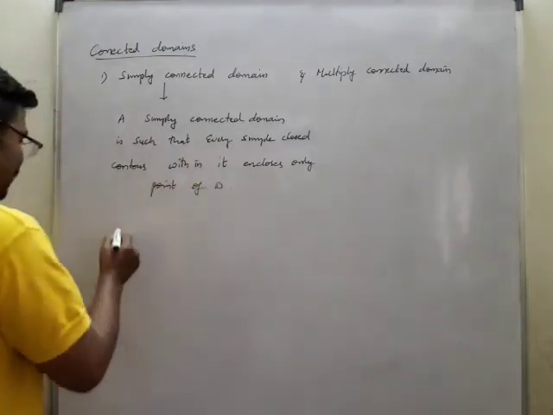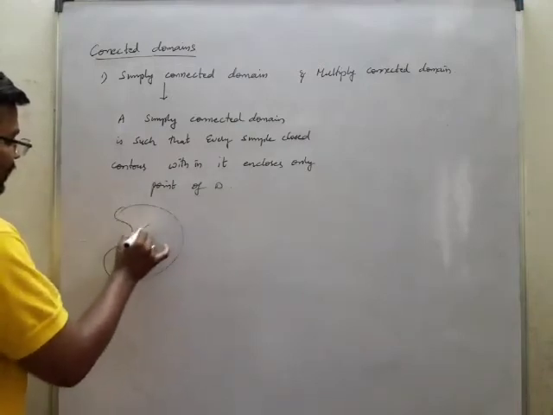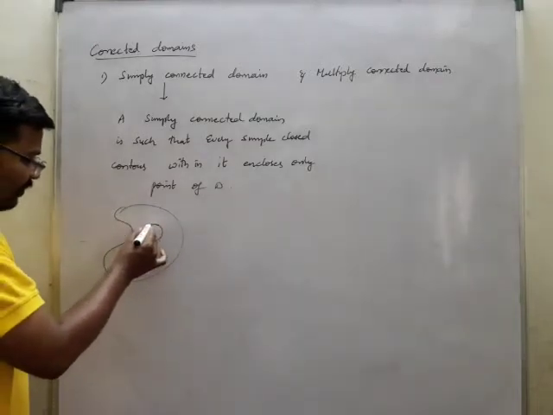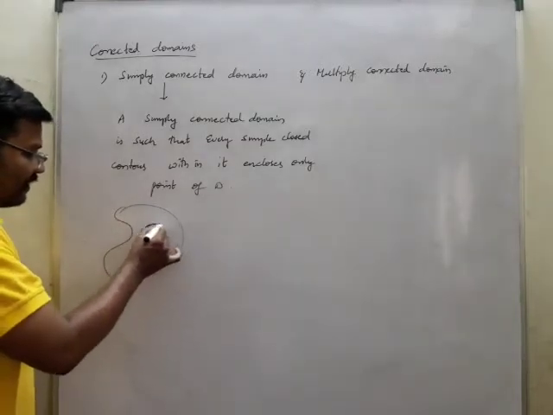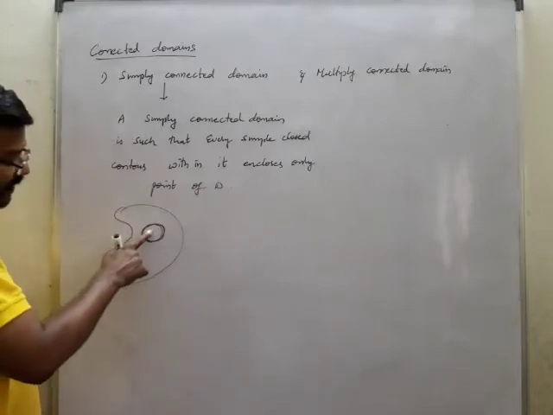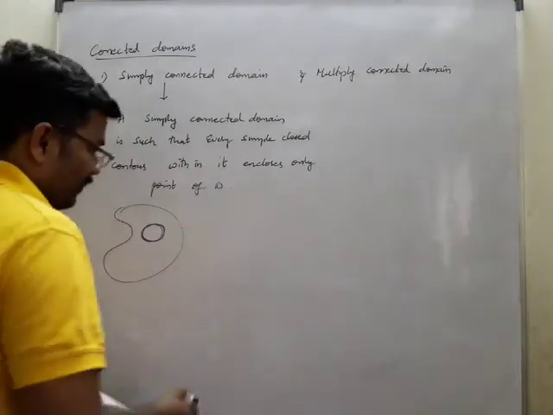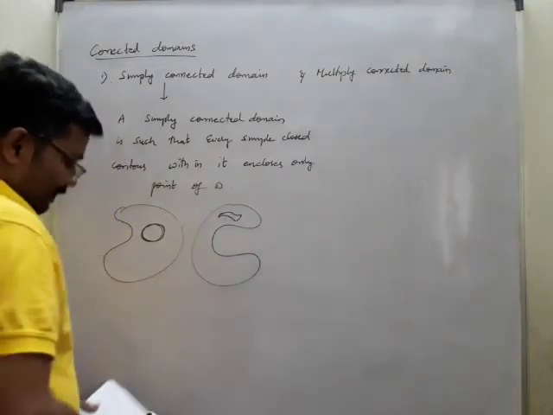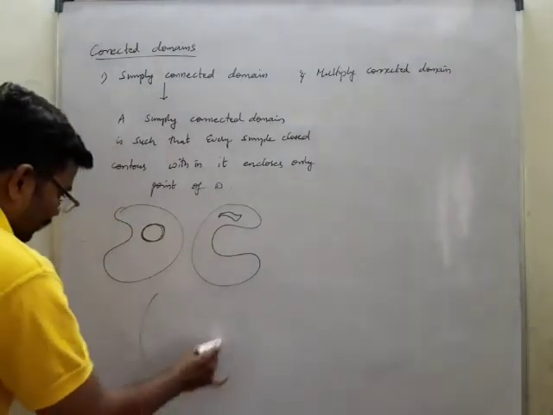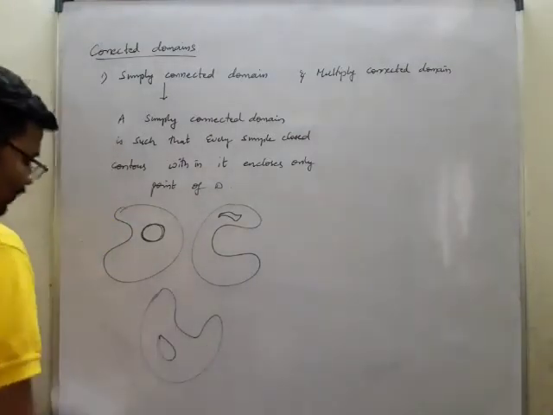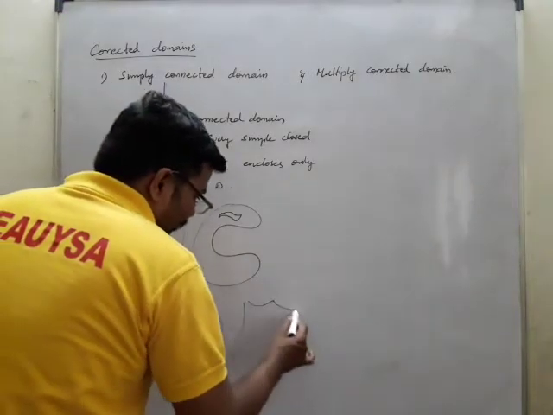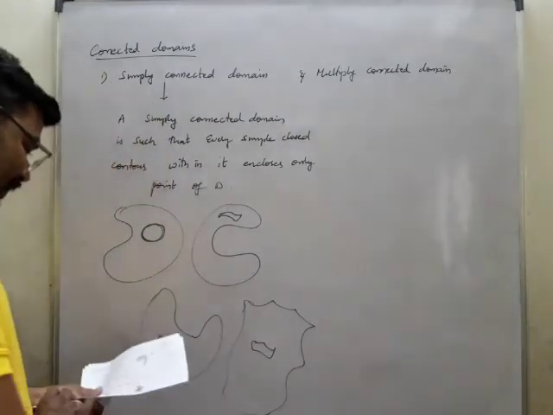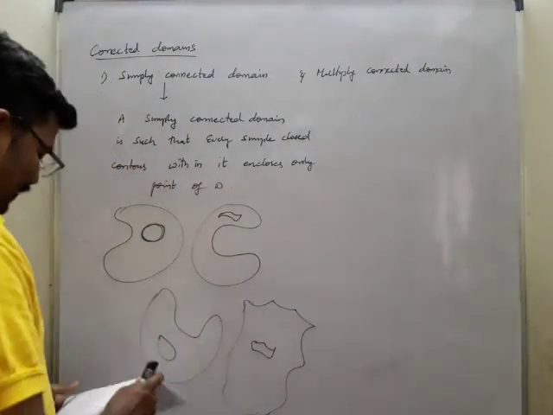For example, we'll take an example: this is a simply connected domain, because this is a domain D, and the closed contour which you have taken encloses only points included in the entire D. You can take one more like this. This is also a simply connected domain, and one more like this, and if you take one more, this is also a simply connected domain. All such domains are called simply connected domains.